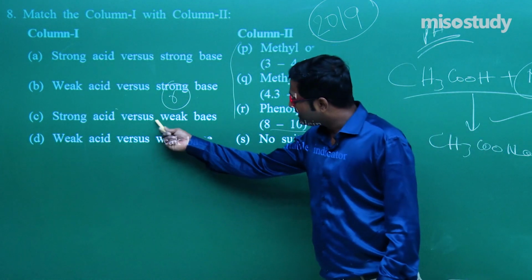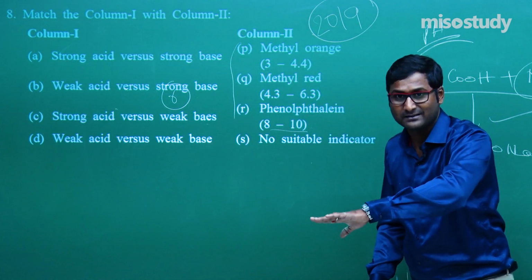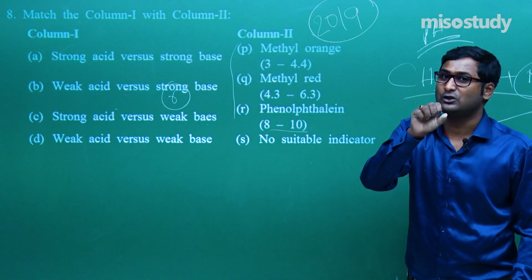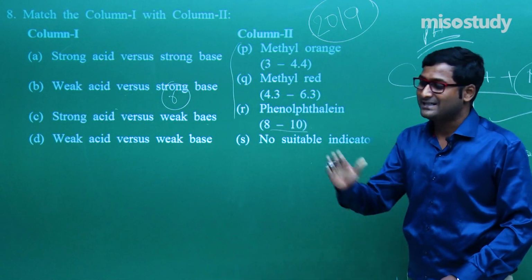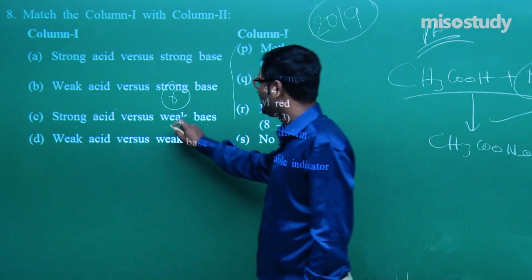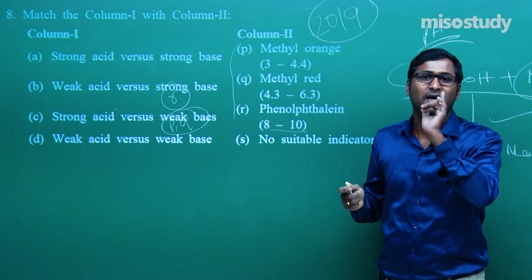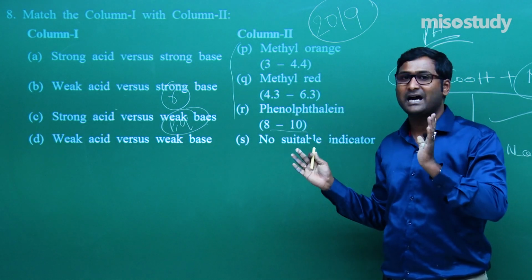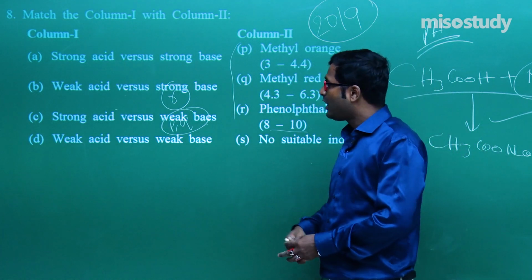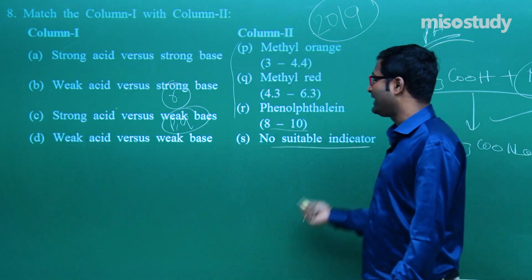Now strong acid versus weak base. Now tell me, if there is a strong acid, pH decreases because acid is dominant. So we have to use that indicator which has a low value of pH, ranges less than 7. Now look at P and Q. Remember this. I have discussed these things in the chapter volumetric analysis, the entire thing in a separate topic, so check it out. Now weak acid versus weak base. So there is no suitable indicator in this case.